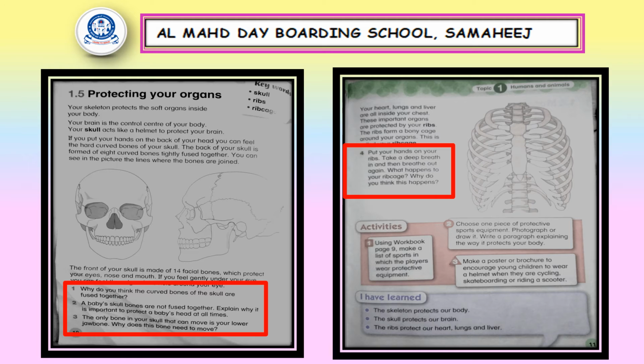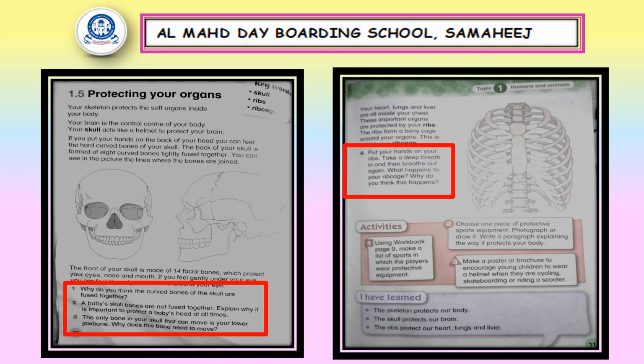First question, why do you think the curved bones of the skull are fused together? Number 2, a baby's skull bones are not fused together. Explain why it is important to protect a baby's head at all times. Number 3, the only bone in your skull that you can move is your lower jawbone. Why does this bone need to move?